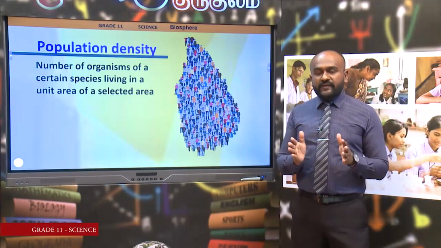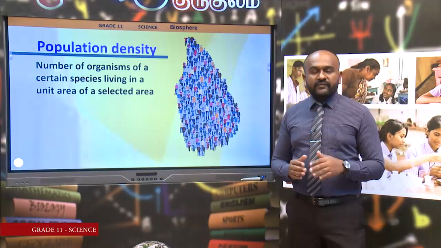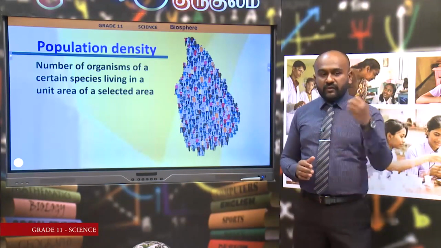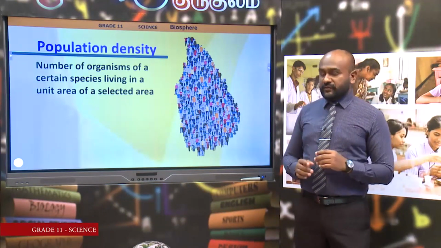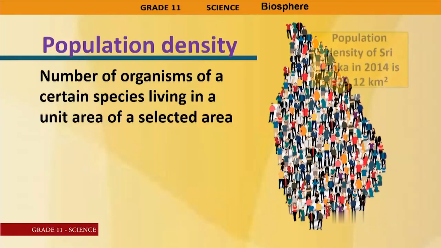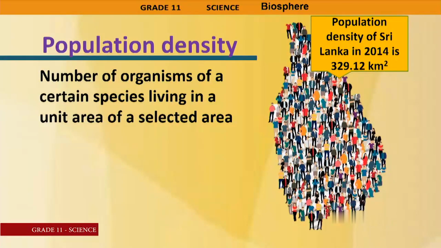Now, think that you want to get the population density of Colombo district or Gampaha district or any other district. Then you can take it in that way also. You can see the population density of Sri Lanka in 2014 is around 329 people per square kilometer. So, the idea is that in 1 square kilometer, there have been about 329 people.